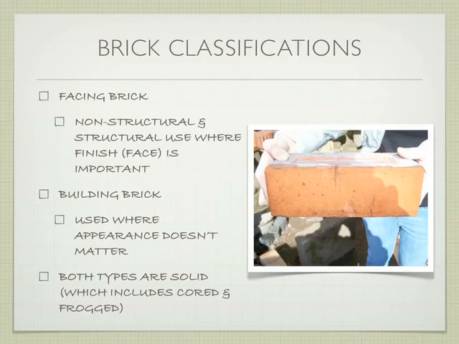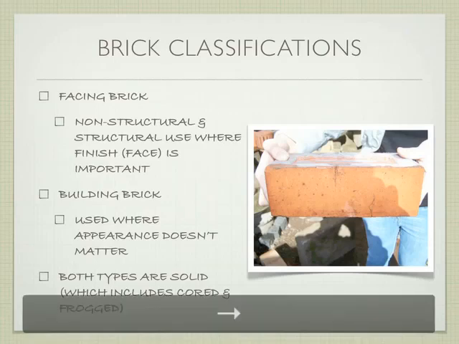Maybe this is a good example, where we've got some cracks like this that really aren't desirable. Probably not going to see the end of this brick, but you at least get the idea of what I'm talking about. So it's something that's less than desirable. We've got something here where we've got a crack running up it. That would probably be less than desirable. So both types are solid, which can include either cord bricks or frogged bricks. And I'll talk about that in just a second.